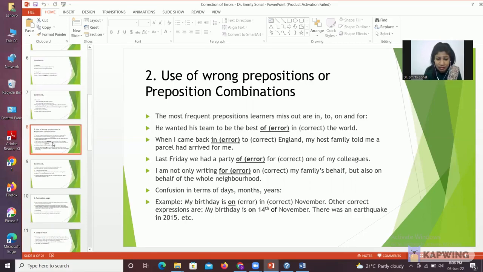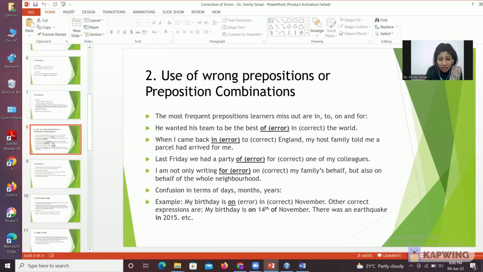Now, the first example, as we see: he wanted his team to be the best in the world. It cannot be of the world. So here we have a wrong combination. And if you use a wrong preposition, it normally leads to a wrong result and can convey a different meaning from the intended meaning of the speaker or the writer.